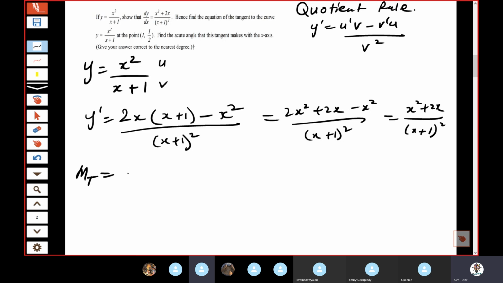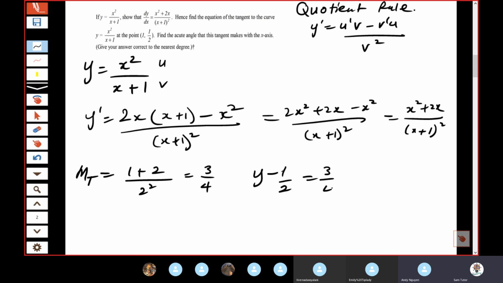What are you going to do? Squared, plus 2, is 1 plus 1 squared. So that's 3 over 4. Good. And then pretty much finish it off. y minus y1, which is a half, equals 3 on 4, x minus 1. And then you might as well just make it look a little bit better.